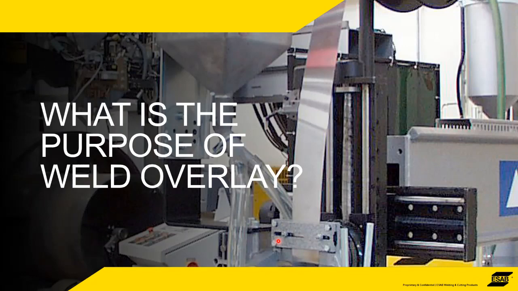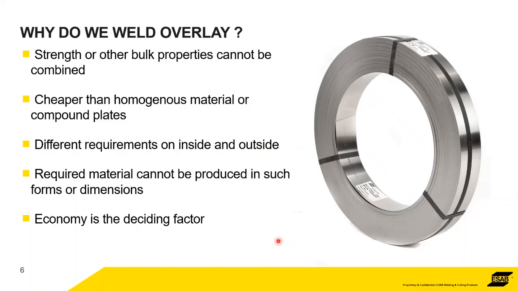So what's the purpose of weld overlay? Why does anybody have to overlay? And jumping right down to the bottom of the list, really, it's economy, it's money. So the strength of the component can't be achieved using the resistant alloy, whether it wants to be a chemical resistance, corrosion resistance. The strength's not there, so you need to make the thing out of high strength steel, but then coat it for the areas that are going to be in contact with corrosion, for example. The main reason really is that it's cheaper than homogeneous material.